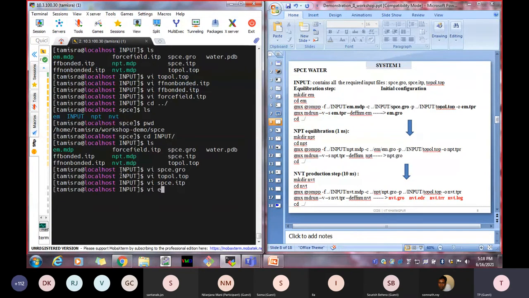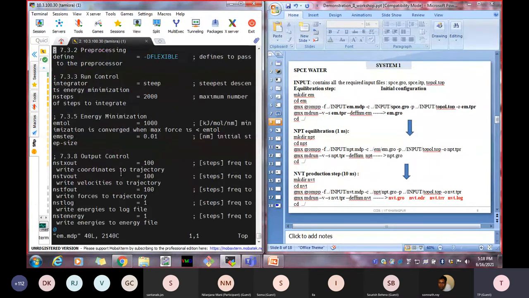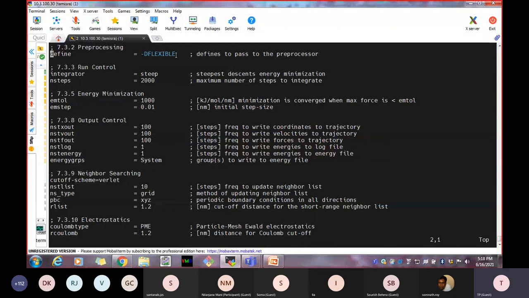Now if you see the MDP files, first we look into the energy minimization.mdp file. In the energy minimization.mdp file, we keep the molecule flexible, because we first want to attain an energy minimized configuration with a good displacement of the molecules, so that it reaches a global minimum and is not stuck in a local minimum. When you make the molecules rigid, then they cannot explore the different possible orientations and so on.